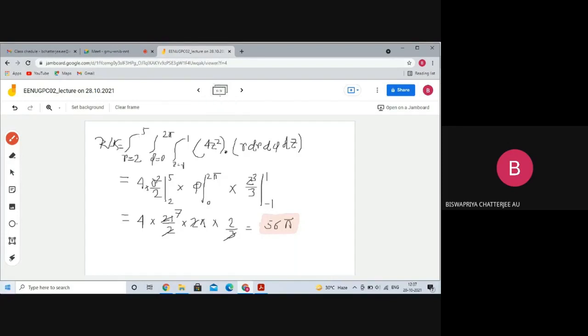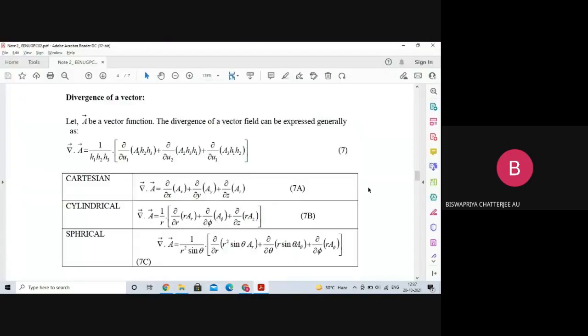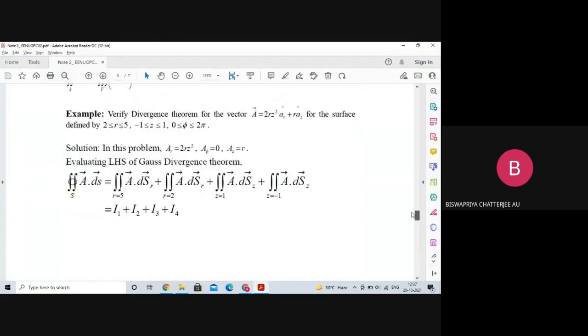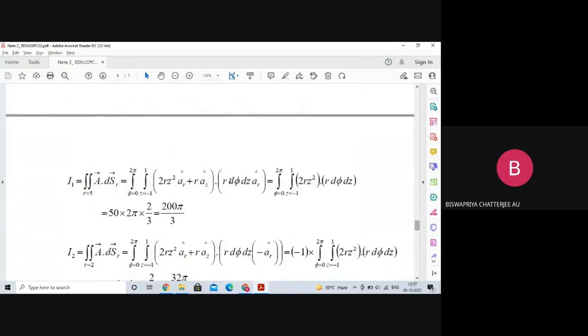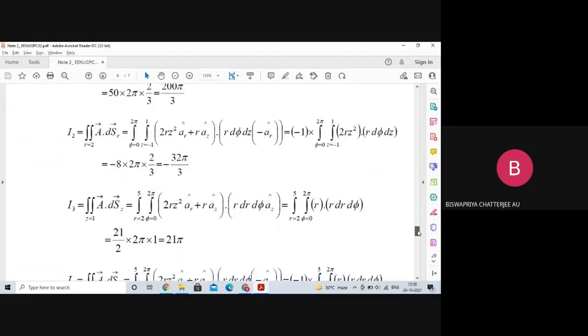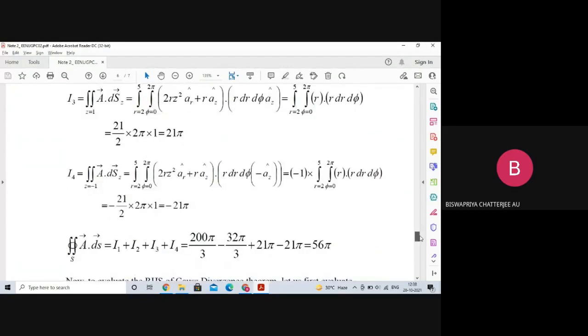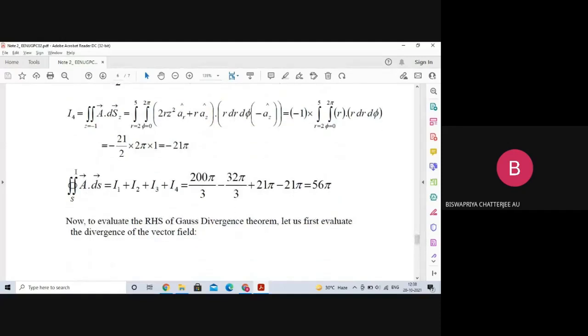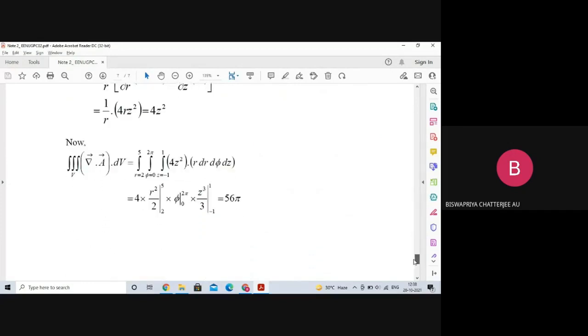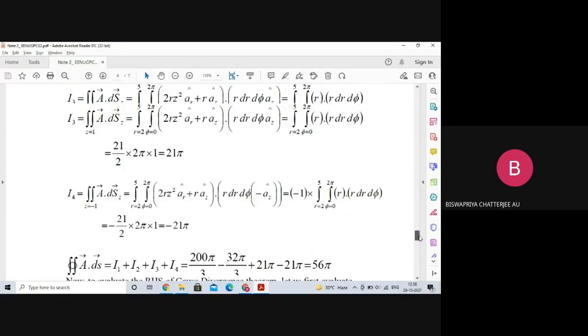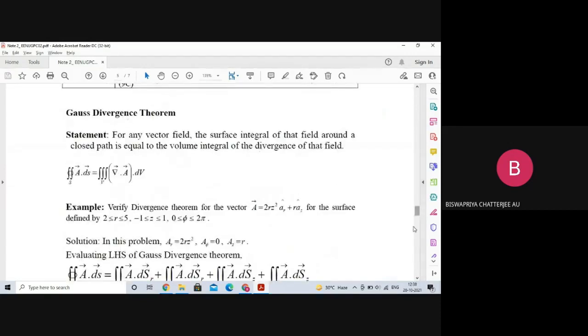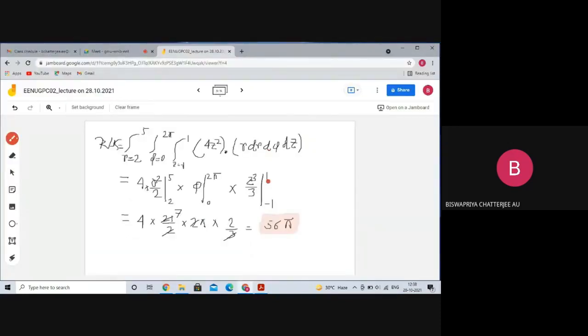The same thing is done in this problem. It is exactly the same thing that has been done here. Let us first evaluate I1, then I2, then I3, then I4, then integrating all to evaluate the left hand side, then evaluating the right hand side. So everything has been done. You can verify, you can go through this problem at home. Is there any question on divergence theorem?